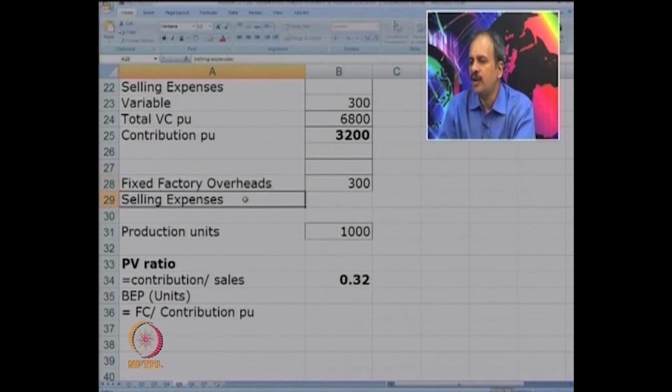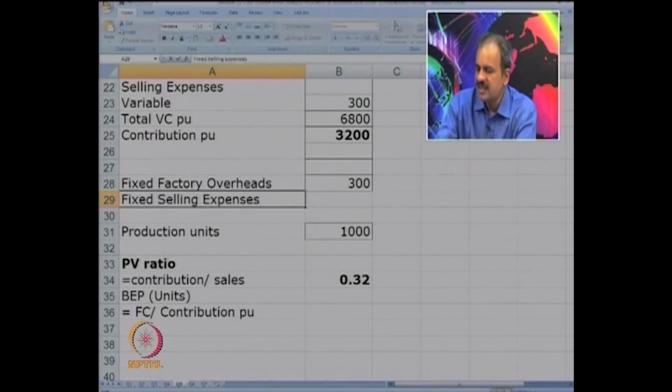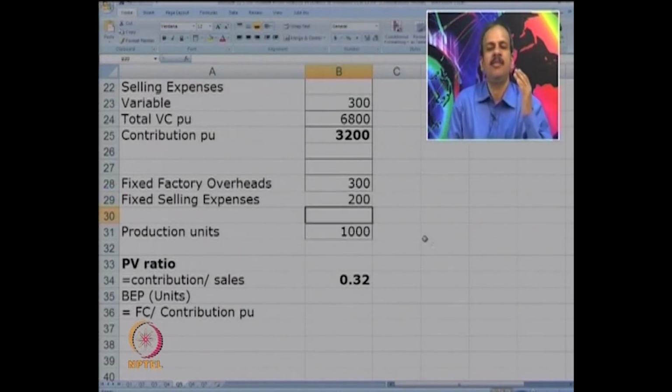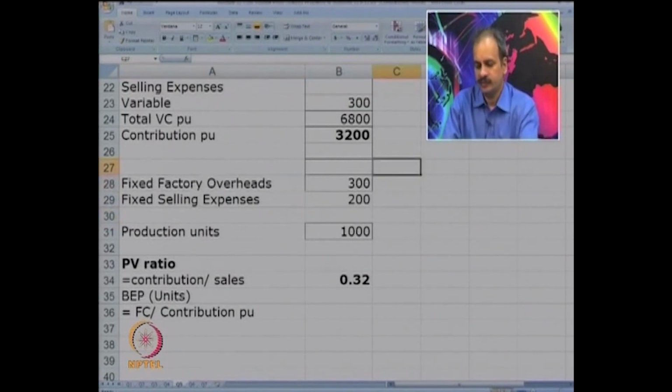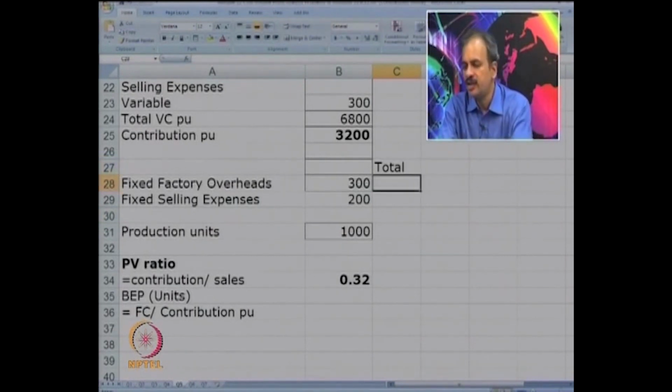So fixed factory overheads you know are 300. Fixed selling expenses are 200. This data, remember, is per unit. We cannot use it directly. First of all, we will have to convert it into total data. So we will take total first, and you know that the number of units currently are 1000.